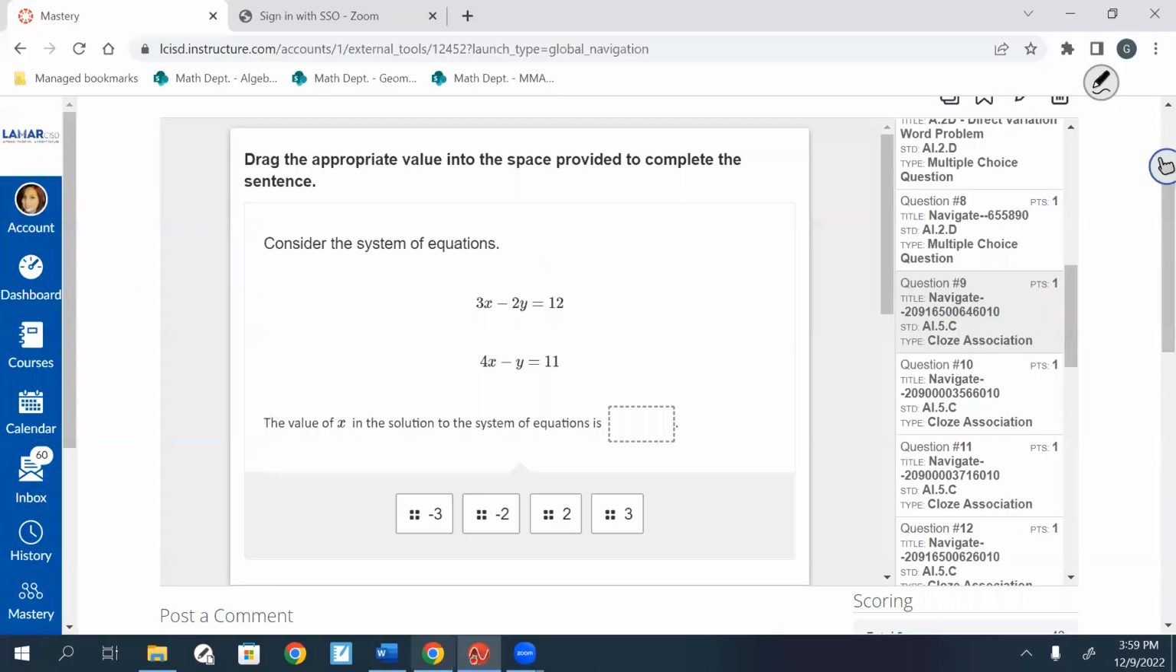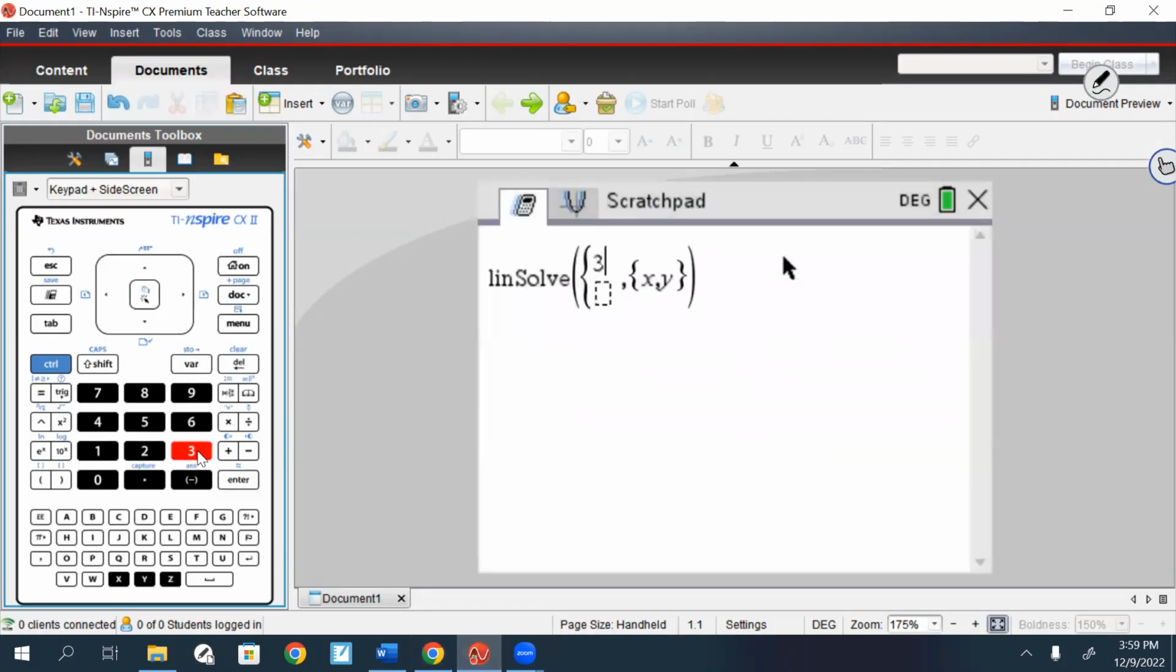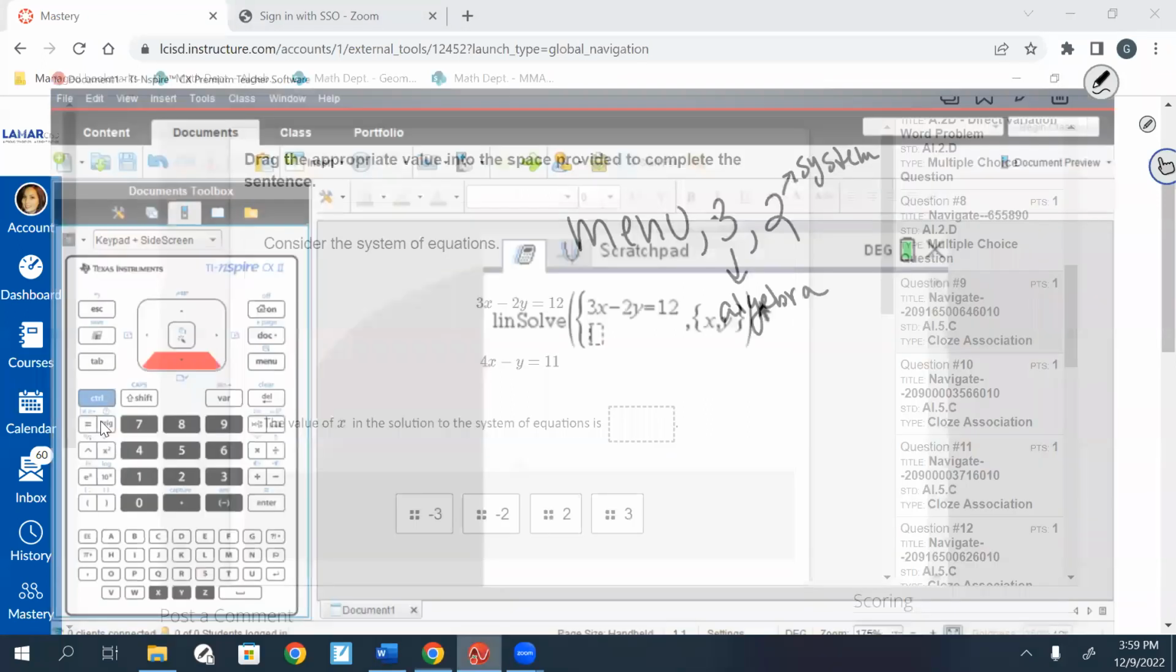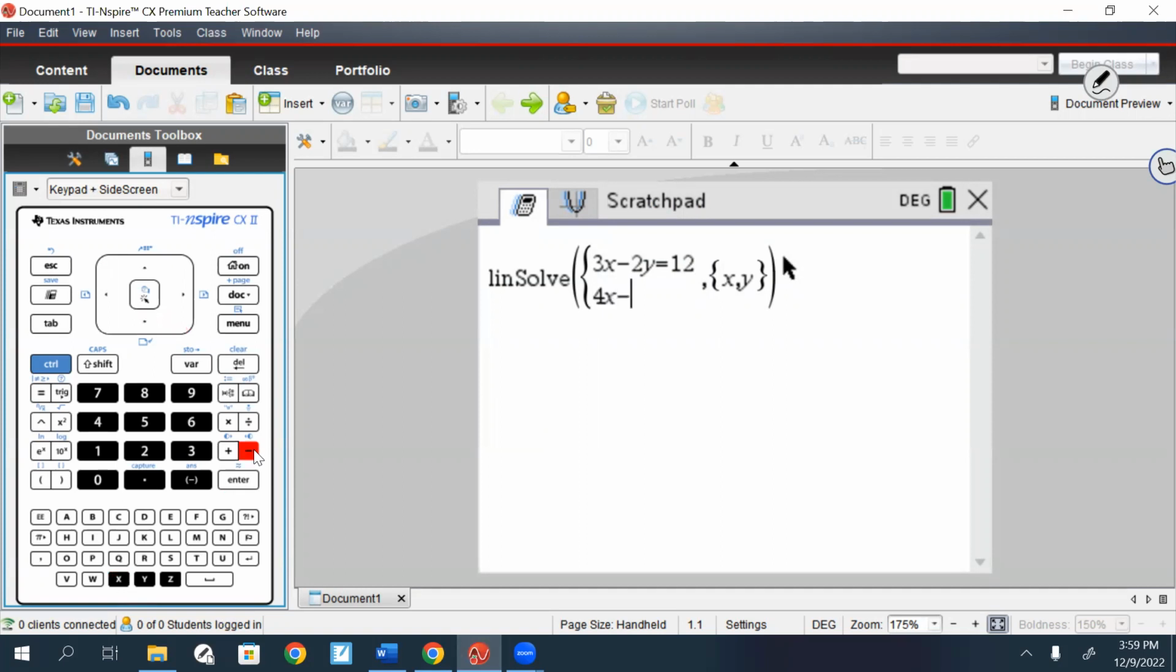So now we type them in. 3x minus 2y equals 12. So 3x subtract 2y equals 12. And then press the down arrow and we type in the second one. 4x minus y equals 11. 4x subtract y equals 11. Now check it before you press enter. Do they look exactly like on your paper? Yes, then say okay.